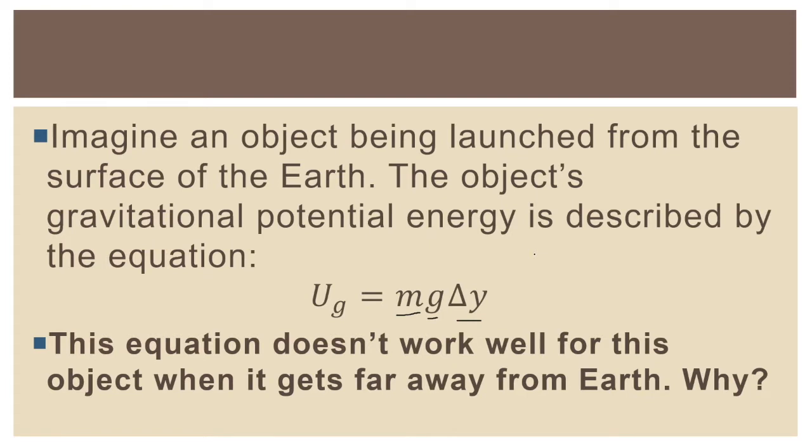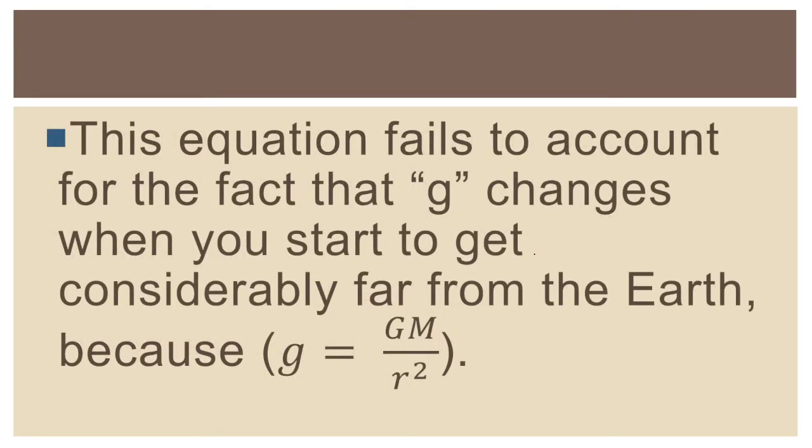If you remember, there's an equation for g, the gravitational acceleration. It should make sense that the gravitational acceleration is going to change with distance because the gravitational force changes with distance. And so the idea here is that this equation, mg delta y, fails to account for the fact that g changes when you get considerably far from the Earth, because g equals GM over r squared. Looking at that equation, we can see that the gravitational acceleration is inversely proportional to r squared, just like the force of gravity is.